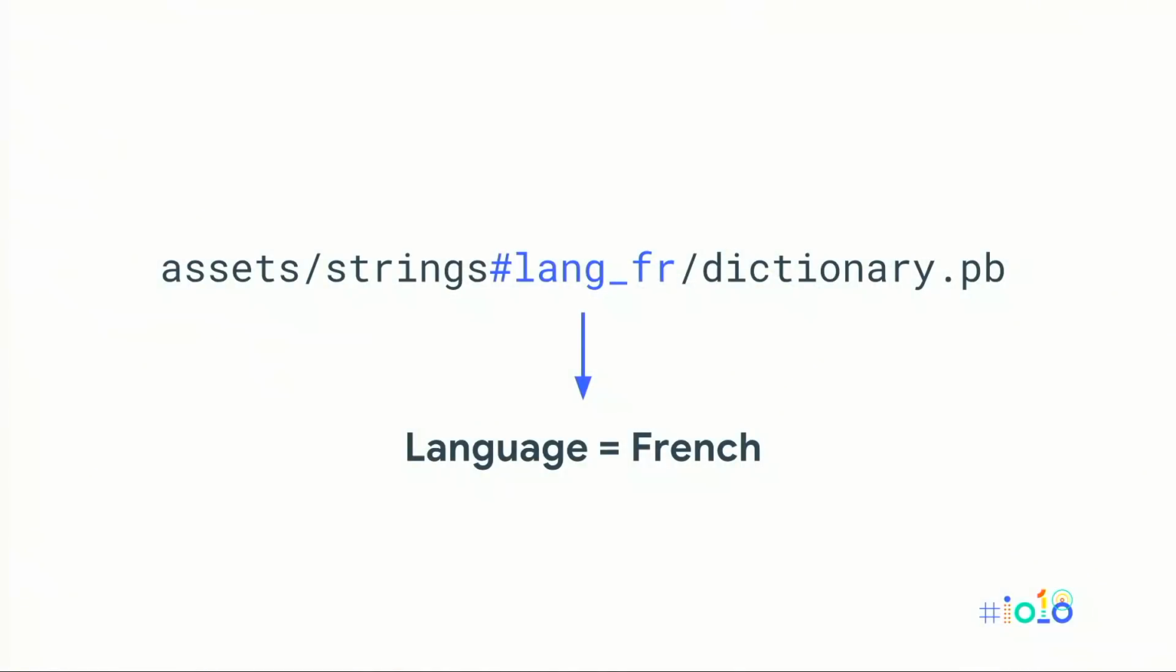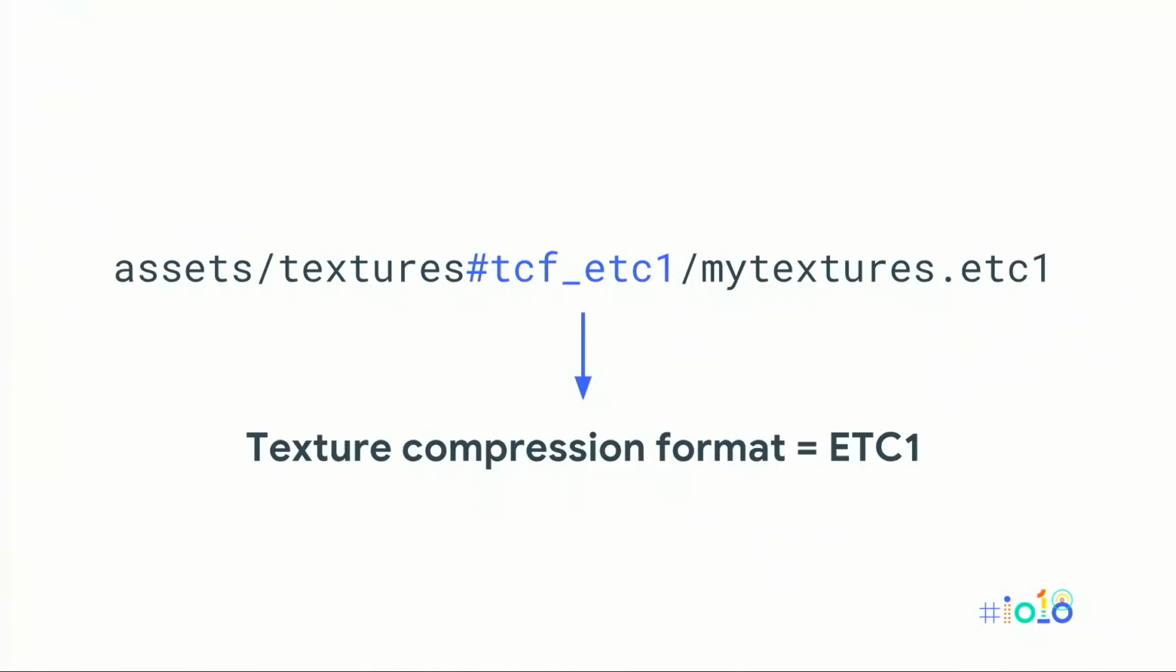Here's an example of a directory containing assets for users speaking French. This is another example of an asset directory targeted based on the texture compression format. Here, we're targeting devices that support the format etc1.